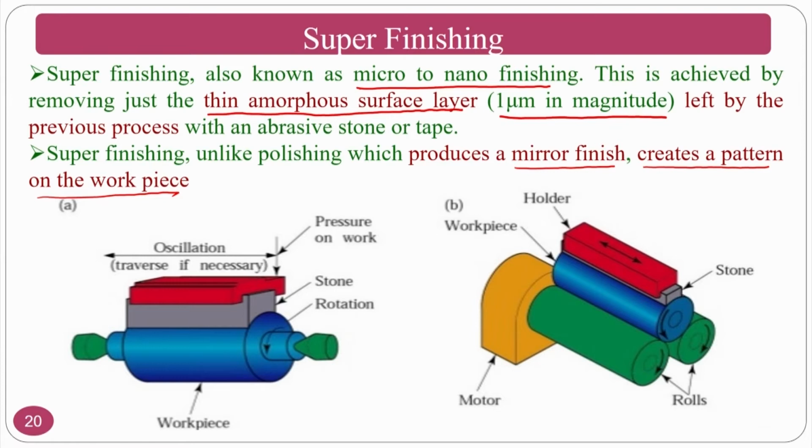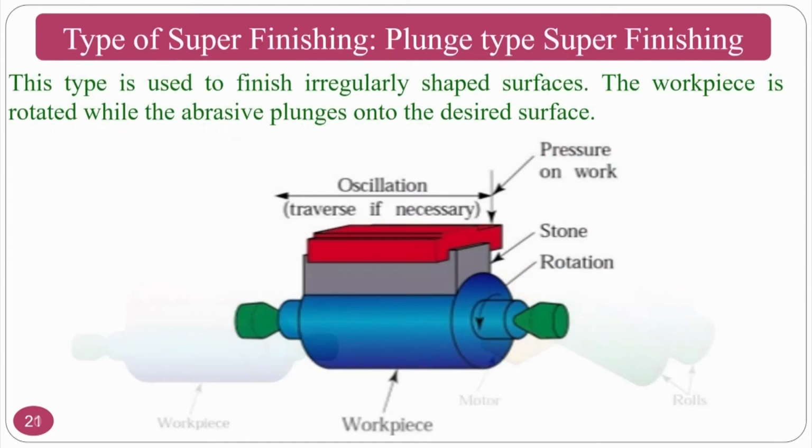There are two varieties in the super finishing operation. One is a plunge type, another one is a roller type. You will come across that one is a plunge type of super finishing. This type is used to finish irregularly shaped surfaces. That means if you have any type of irregular surface, you can go for this particular super finishing type. The workpiece is rotated while the abrasive plunges into the desired shape. That means this is the plunge. You are going to apply pressure on it and you are going to rotate this particular workpiece. So you will get the finishing operation.